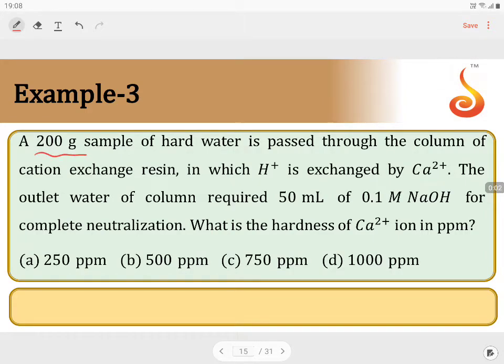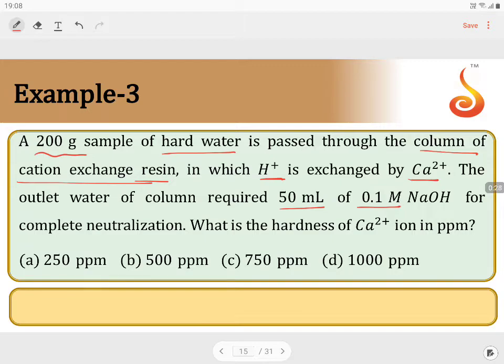A 200-gram sample of hard water is passed through the column of cation exchange resin in which H+ is exchanged by Ca2+. The outlet water of the column required 50 ml of 0.1 molar NaOH for complete neutralization. What is the hardness of Ca2+ ion in ppm, parts per million? That is the question.